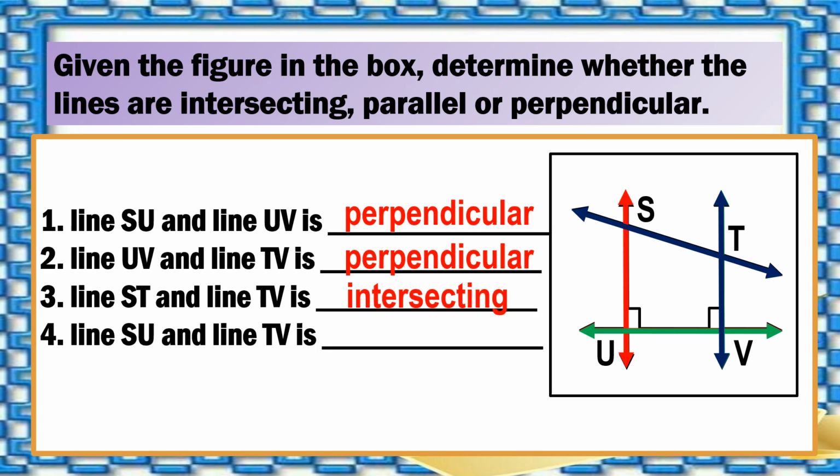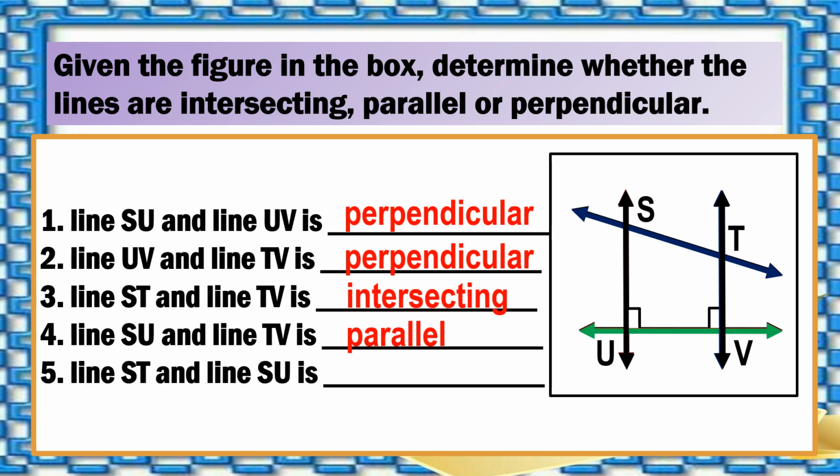Let's proceed to number 4. Line SU and line PV. Look at the black one. Can you tell me what kind of line is this? Very good. So this is a parallel line. And number 5, line ST and line SU. Look at the light blue one. Can you tell me what kind of line is this? Yes, this is again an intersecting line.